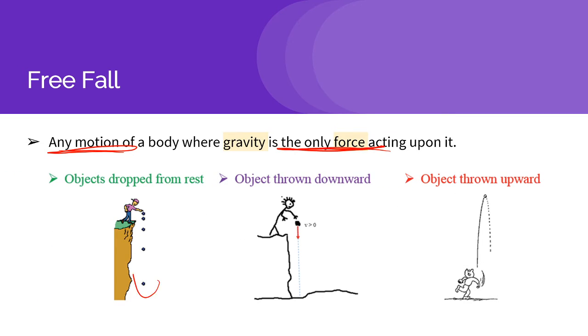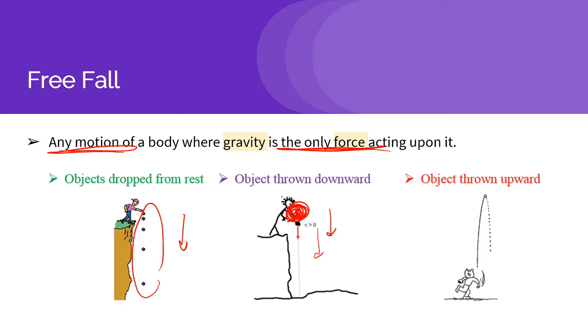You can just drop an object. Once you drop an object, gravity pulls it down. That's a free fall. Even if you throw the object down, we don't care about the initial part. Yes, we are applying some force, but after the object leaves the hand, it's still falling with the effect of gravity only. So not considering that initial push, the rest of the motion is still a free-falling object.